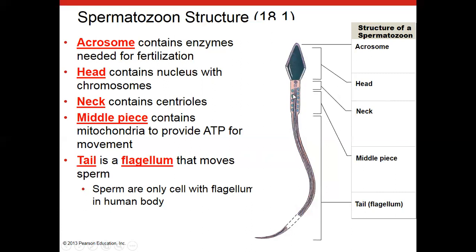Here, the mid piece is what contains mitochondria, which produce tons of ATP that provides energy to the tail here, which is also called the flagellum, and that basically moves the sperm, propels it forward into where fertilization can occur.